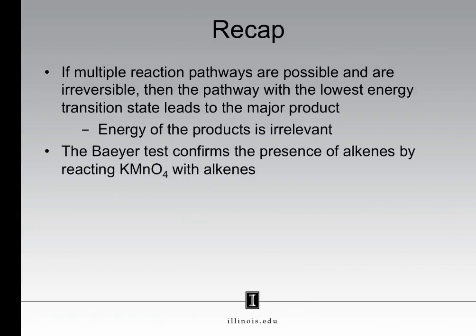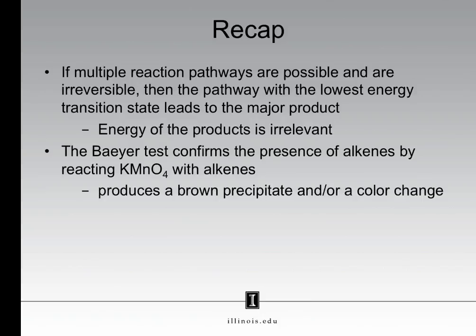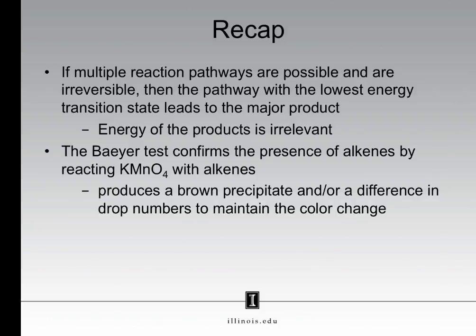The Baeyer test confirms the presence of alkenes by reacting potassium permanganate with any alkenes present in the molecule. If there are alkenes present in the molecule, then this reaction will produce a brown precipitate and/or a difference in the number of drops needed to maintain the purple color that results from adding potassium permanganate. If it takes more drops of potassium permanganate to keep the solution of your product purple than it does to keep a solution of your starting material purple, then your product likely contains alkenes.